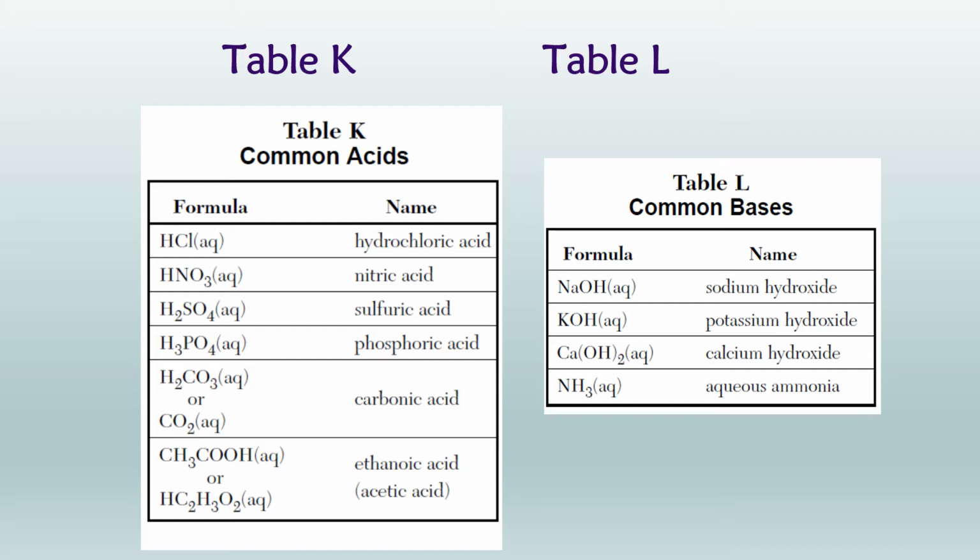Now if you go to your reference table packet and then go to Table K and Table L, that is where you're given some common acids and bases. Of course, there are a lot more acids and bases out there, but these are the ones that you need to know at this point. So if we quickly talk about how these acids and bases are named, let's start with the acids.